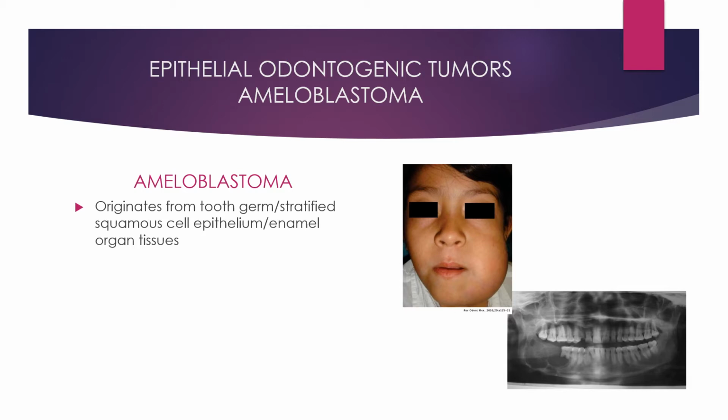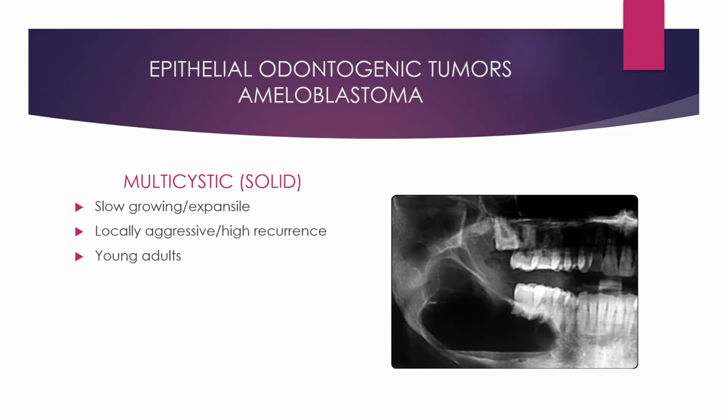Ameloblastomas are best diagnosed on panoramic or CT scan radiographs because of the extensiveness of the lesion. So ameloblastomas originate from the tooth germ, stratified squamous cell epithelium, and enamel organ tissues. As we said, there are several types of ameloblastomas.